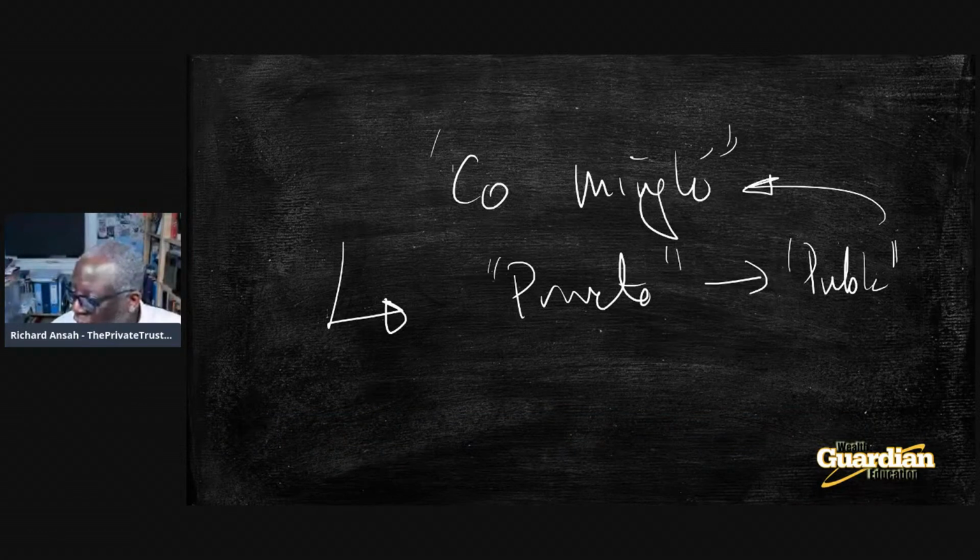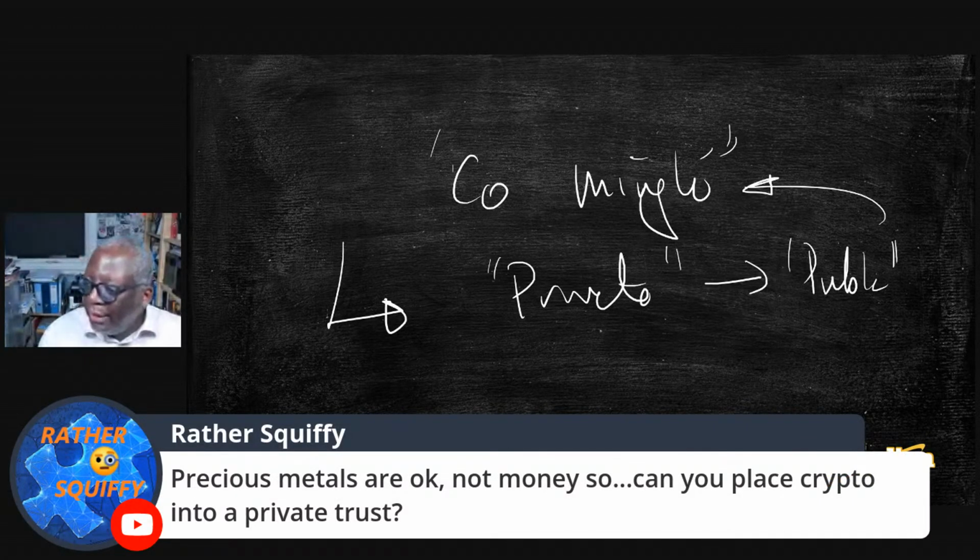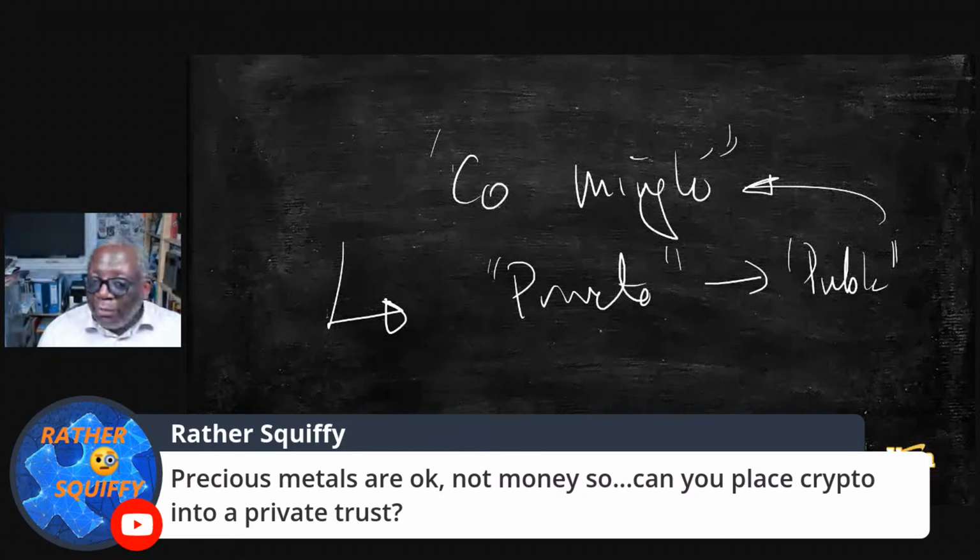Where are we? Another question came up: so precious metals are okay, not money? I mean, remember, we class it as money, but it's actually currency. Money, real money, is precious metals, gold and silver, or whatever you define it to be, that you can touch, that's got some substance or value to it, that you define.